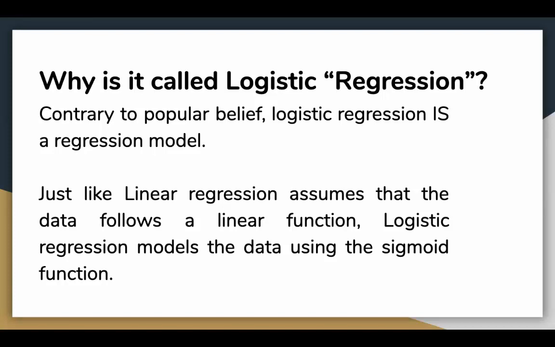Linear regression gives you a continuous output, but logistic regression provides a discrete output. An example of continuous output would be house price prediction or stock price prediction. An example of discrete output is predicting whether a patient has cancer or not, or predicting whether a customer will click on an ad or not.